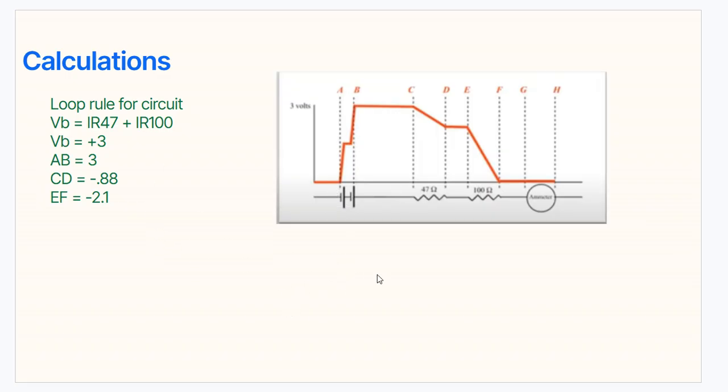Here's the calculation using the loop rule for the total charge over the time. We've got the loop rule for the circuit here. VB equals IR 47 plus IR 100. So this is the ohms for each resistor. VB, you can see here, is already 3 volts. We measured that in the previous slide. And then we're just going to add 47 over the amps, and we get negative 0.88. And we're going to look at F, and it's measured to be negative 2.1, and those are in volts.